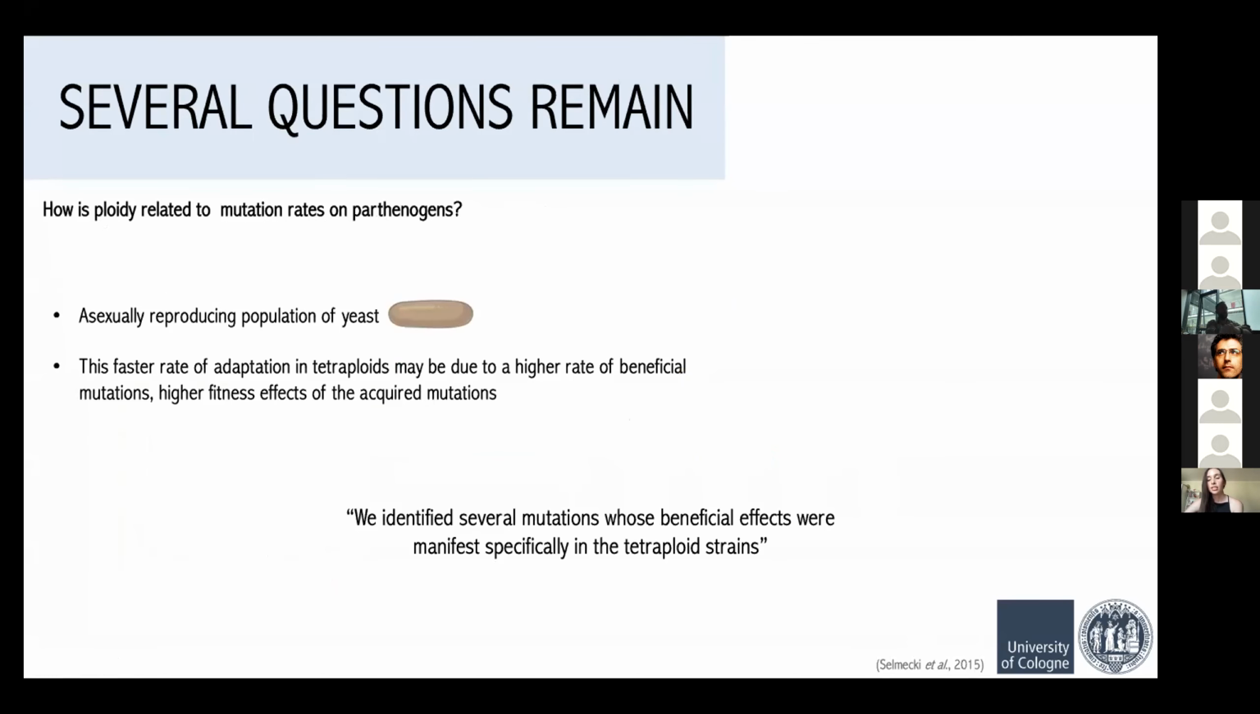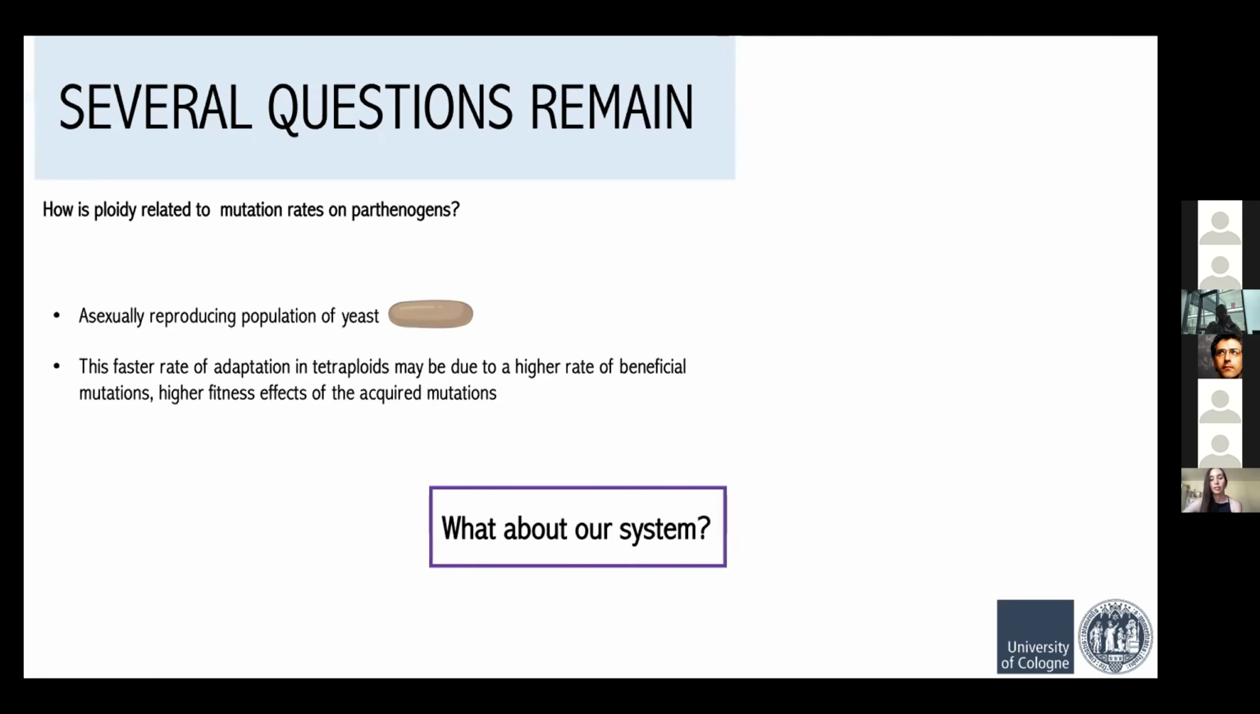Now, this brings an interesting question, which is how are mutation rates, ploidy, and parthenogenesis related? I could not find a lot of information on the topic, but I found something on yeast. In a study in 2015, they found that asexually reproducing yeast that was tetraploid could obtain more beneficial mutations than other yeast that were either haploid or diploid. But what does it tell us about our system? There's still a lot to learn about it.